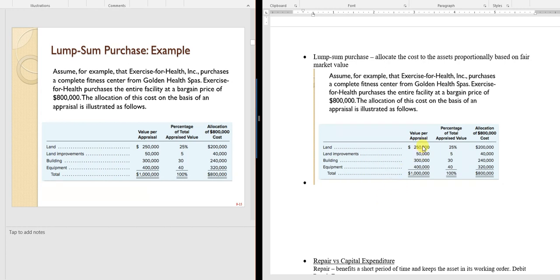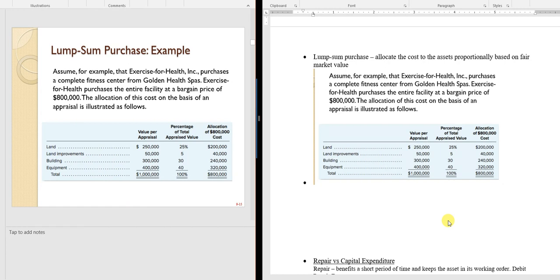So what I do is I just figure out what percent of the appraised value each of these is. So 250 divided by $1 million is 25%. 50 divided by $1 million is 5%, et cetera. So now I have the percent of the appraised value that they are, and I say, well, if this is 25% of the appraised value, it's going to get 25% of the purchase price. So 25% of that, etc.